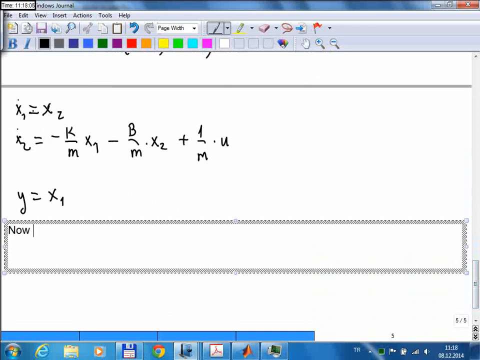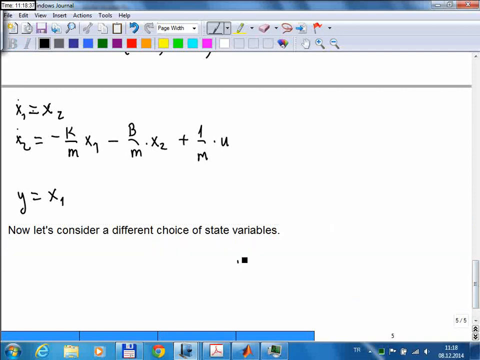Okay, now let's consider a different choice of state variables. Normally, I guess I already told this, there's no need to write this one more time. Normally you don't really need to look for weird ways to define state variables. But just to give you an example, I'm just going to show you another choice of state variables.